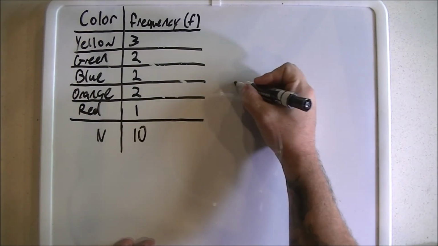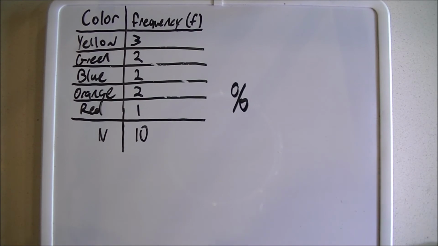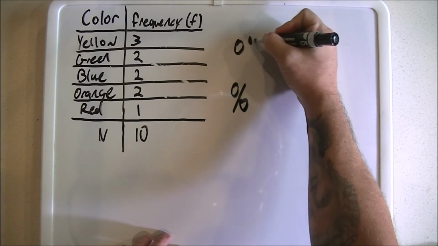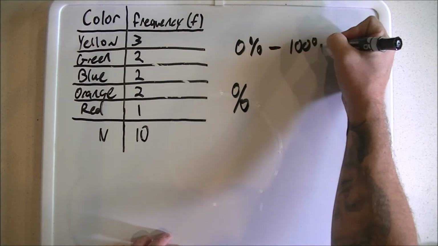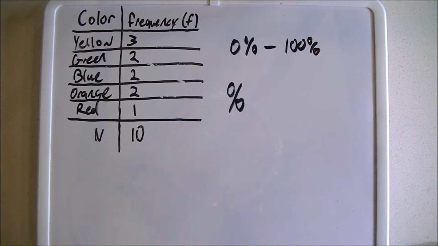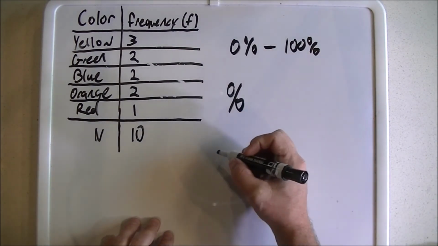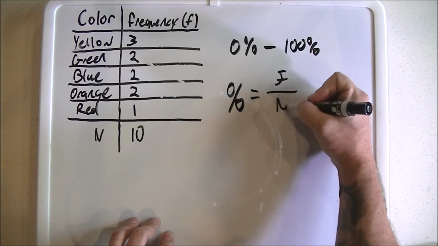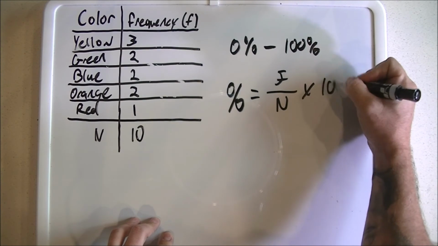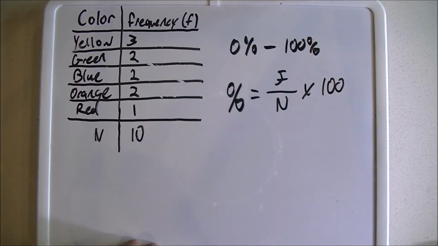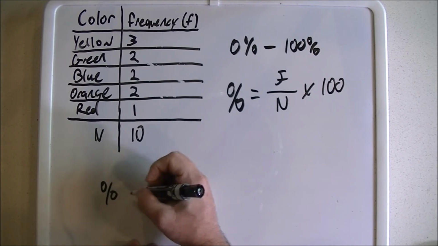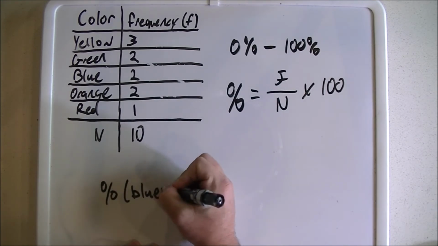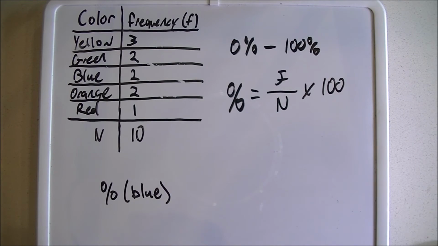Percentages allow us to standardize frequencies on a scale from 0% to 100%. The formula for percent is as follows. Percent equals the frequency divided by the sample size times 100. If we are interested in the percentage of blue M&Ms in our sample of M&Ms, we would apply this formula.